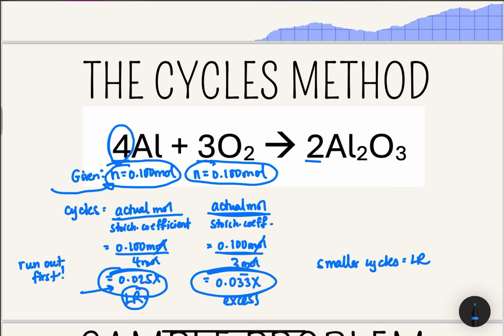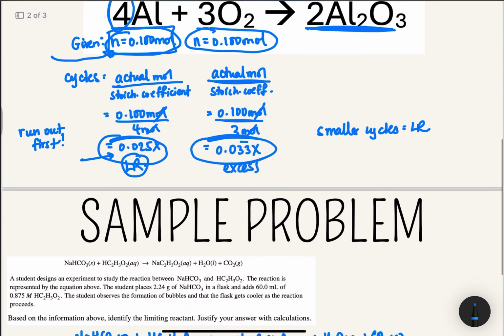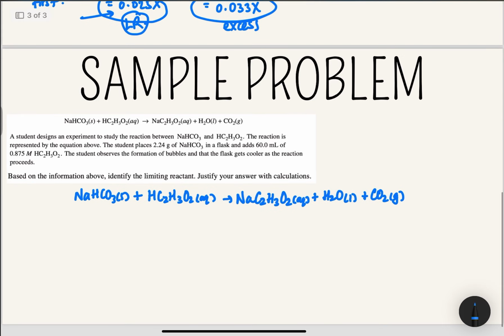Now, we're not going to look at this right now, but if I was to figure out how much product I have, remember that it's always the limiting reactant, the aluminum in this case, that will determine how much product I formed. We could look at that in another video if you're interested. So let's go and actually look at a sample question.